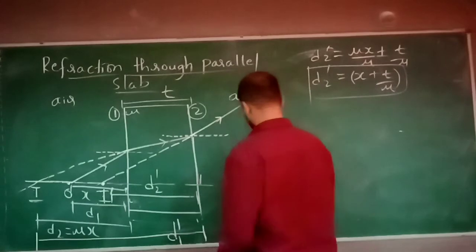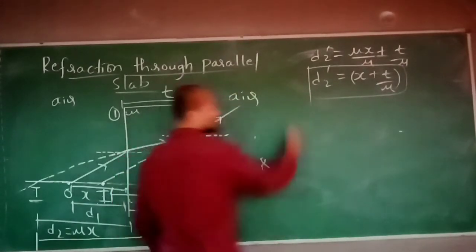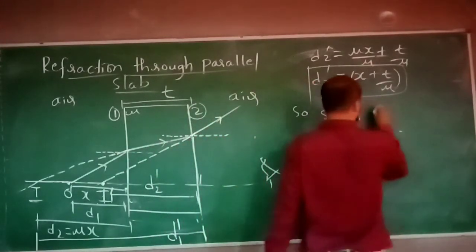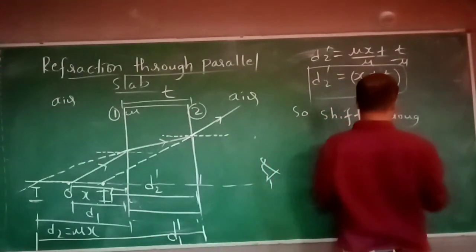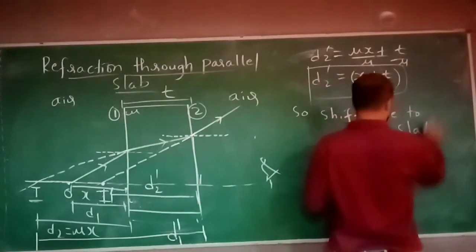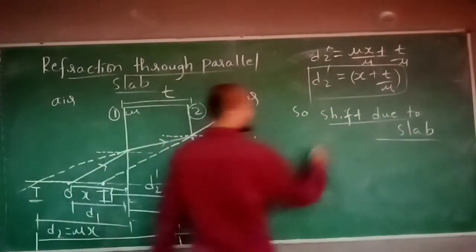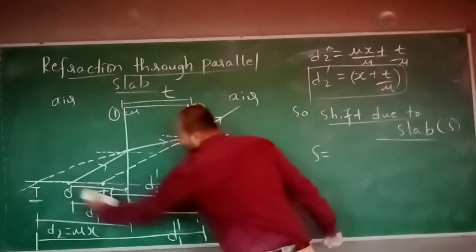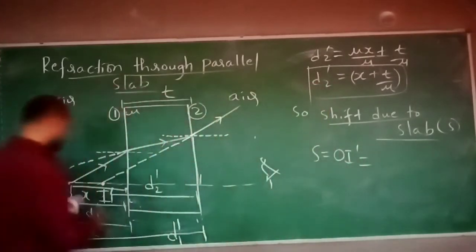Sorry, I have to leave an observer here. So the shift due to slab will be how much? I have to find the shift due to slab. Let us consider this value as S. S is equal to the distance from point O to I dash. So how to find the distance from point O to I dash?